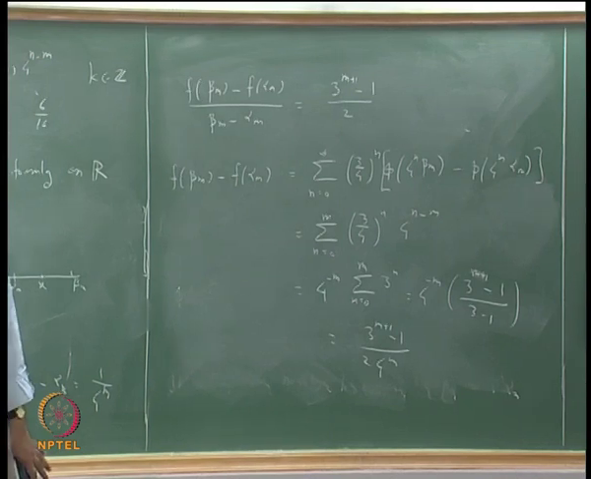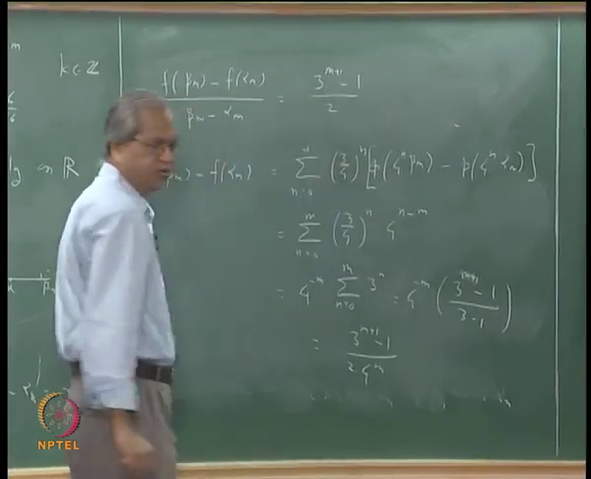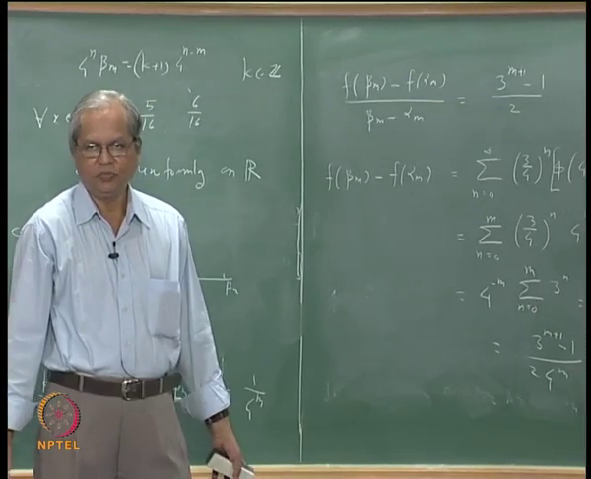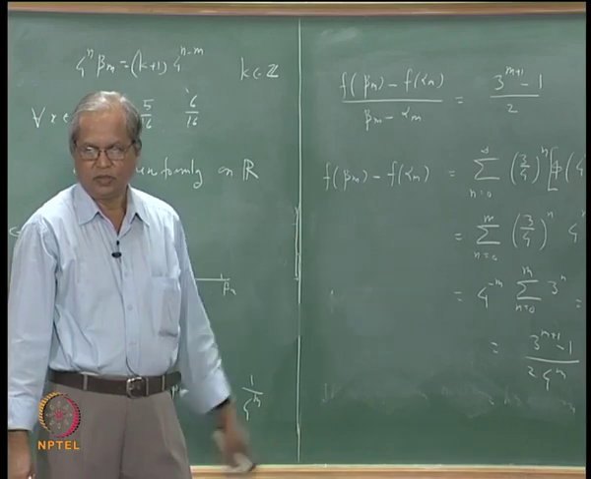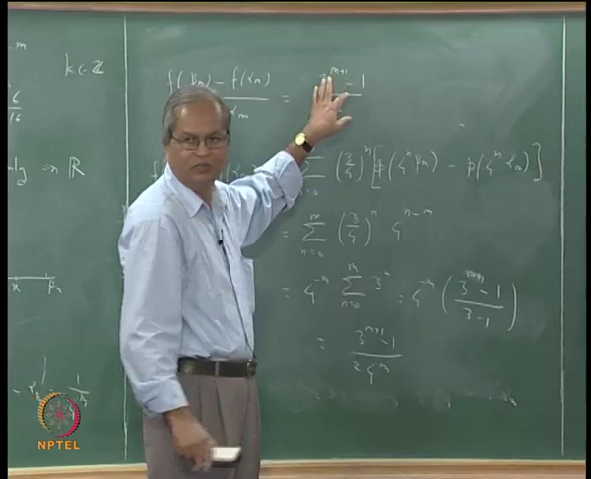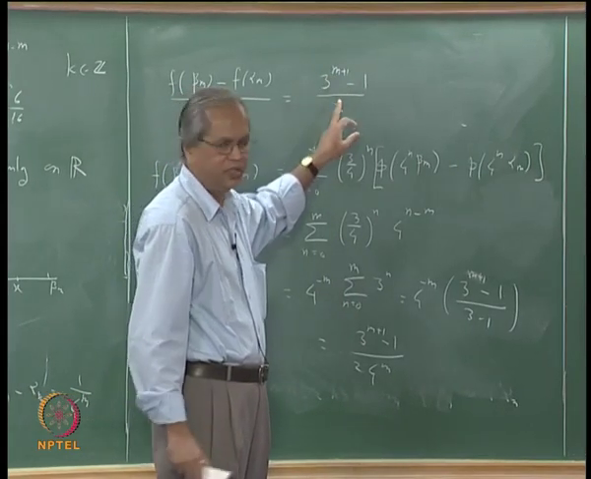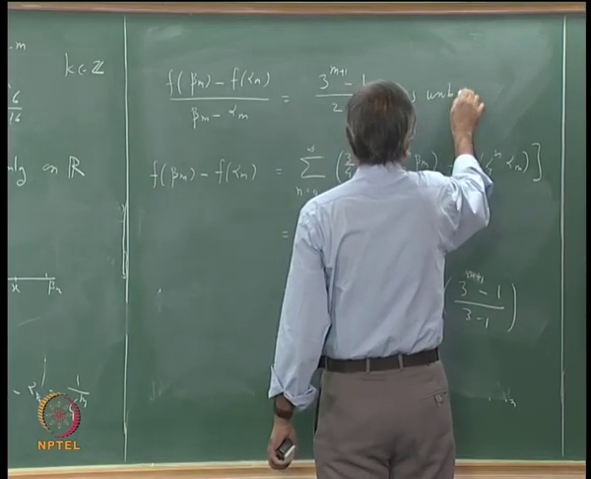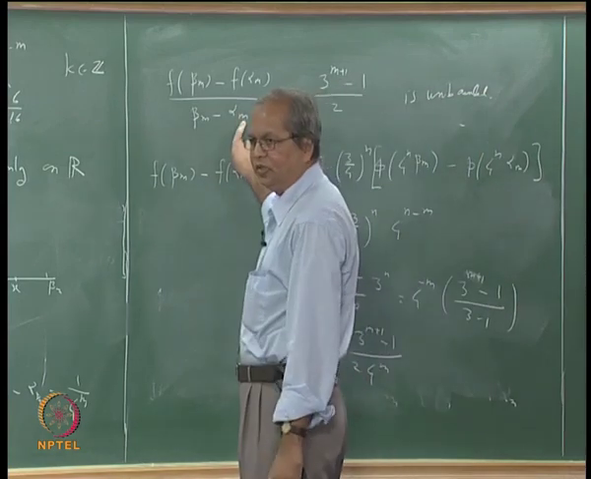Is that clear? Okay. And now all that we need to show is that this sequence is not convergent, this does not converge to anything as m goes to infinity. In fact, it is not a bounded sequence at all, okay. Every convergent sequence should be bounded, but it is easy to see because 3 to the power m plus 1 will explode for large values of m. So this is unbounded, okay. So this does not converge to anything.